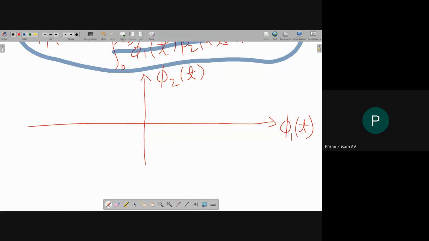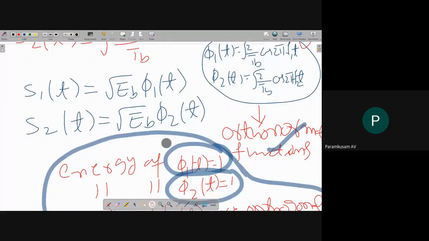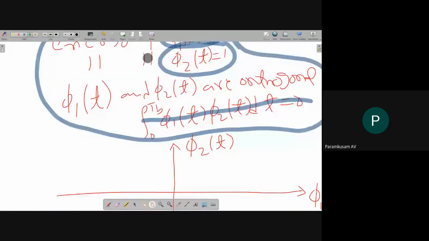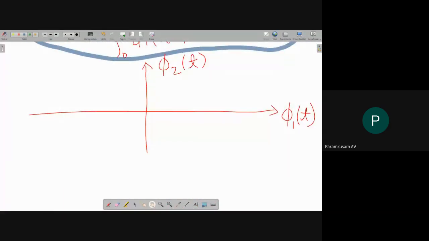Now, we represent S1 of t and S2 of t. What is S1 of t? S1 of t is equal to root Eb phi 1 of t. What is S2 of t? Root Eb into phi 2 of t. So then where is the point S1 in the signal space diagram? The S1 point is on the axis of phi 1 of t, because it is equal to root Eb into phi 1 of t. No? This is the point. What is that value? The value is equal to root Eb.